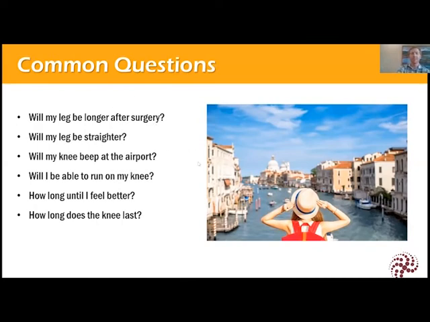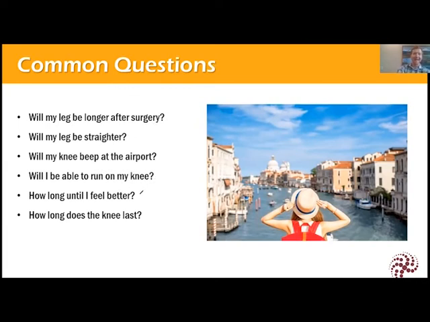Will my knee beep at the airport? They're using X-ray scanners these days, but sometimes patients have reported it, and it's pretty easy to see when they wave the wand over it that there's a knee replacement. So TSA doesn't really listen to my notes anyway.